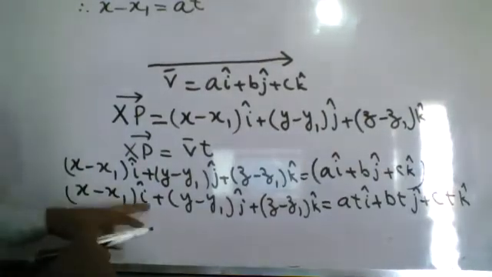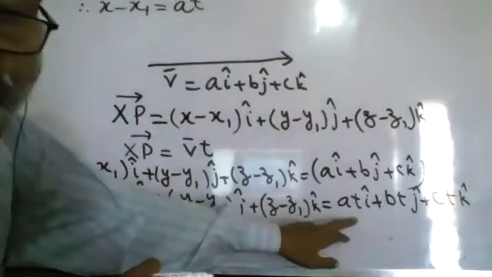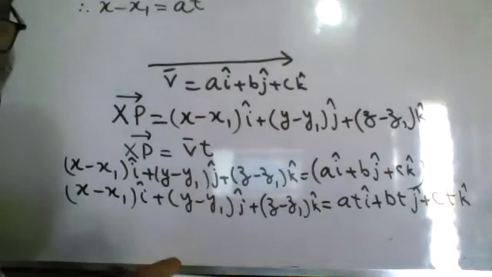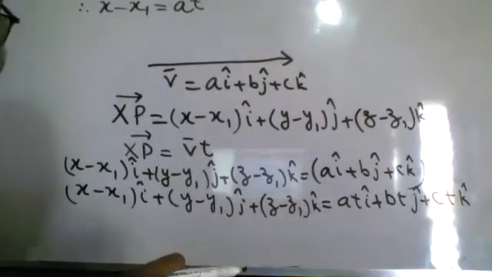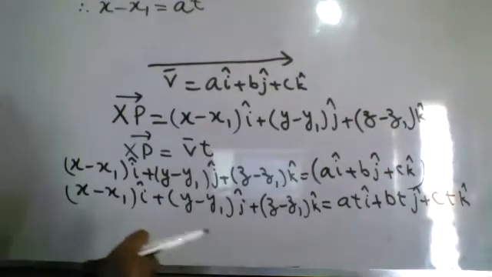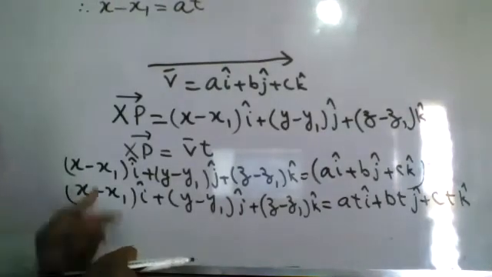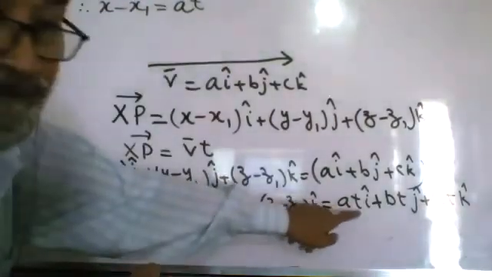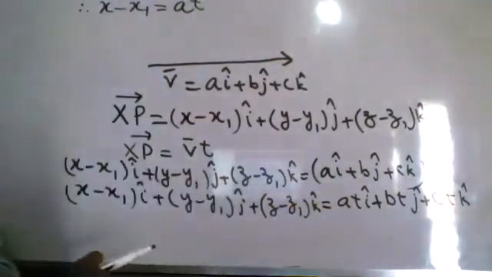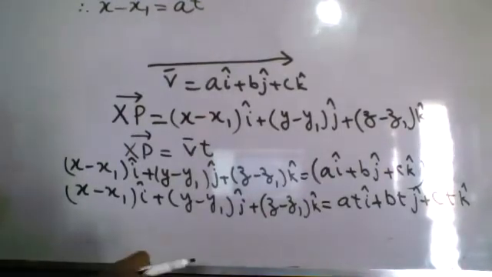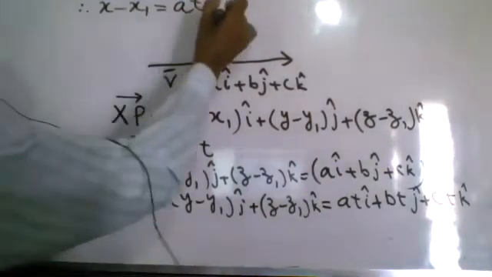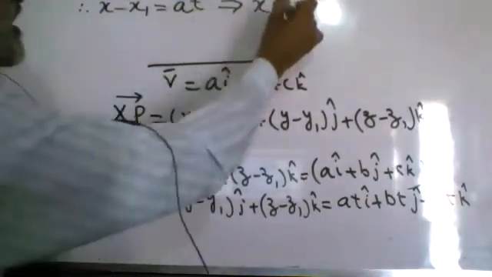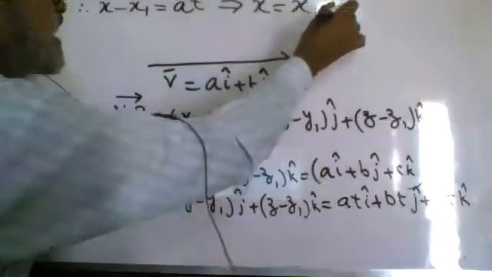These two components, when the two vectors are equal, it means their x component will be equal to the x component, y component will be equal to the y component, z component will be equal to the z component. So this is the i component x minus x1, and here is the i component at. So x minus x1 will be equal to at. So x will be equal to x1 plus at, with x1 shifted to the other side.